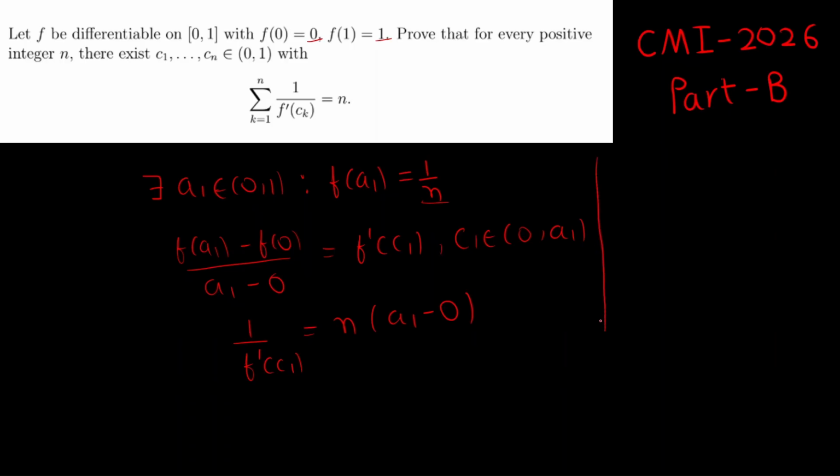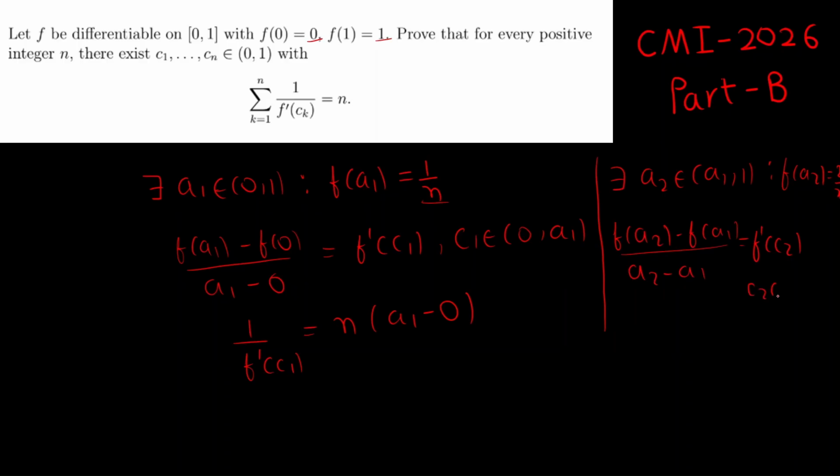Now similarly, when I travel from 1 by n till 1, I have to cross 2 by n. From intermediate value theorem, there exists a2 belonging from a1 to 1 such that f of a2 is equal to 2 by n. Now if I again apply LMVT on a1 to a2, I get f of a2 minus f of a1 divided by a2 minus a1 is equal to f dash of c2. c2 will belong from a1 to a2. Now again I get 2 by n minus 1 by n, and I'll get 1 by f dash of c2 is equal to n times a2 minus a1.